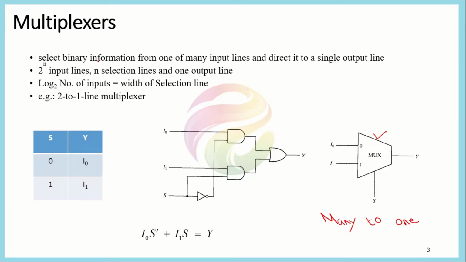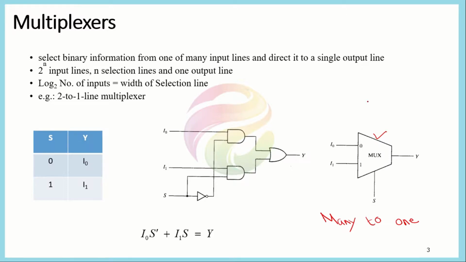For this purpose, the multiplexer could also be defined as a system that selects binary information from one of many input lines and directs it to a single output line. There could be 2^n input lines, and for any 2^n input lines, there should be n selection lines, and there would be only one output line. Generally, we calculate this in a similar manner as we calculate the number of bits required to represent any given decimal number, because if you take the log base 2 of the number of inputs, that gives you the width of the selection line. Suppose for this example, we have a 2-input system.